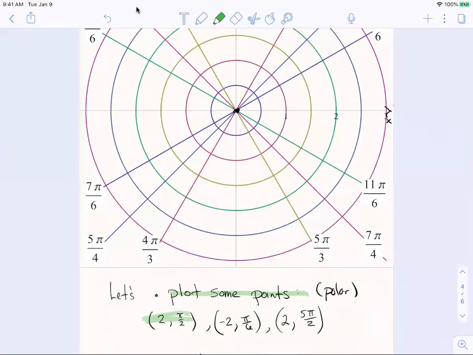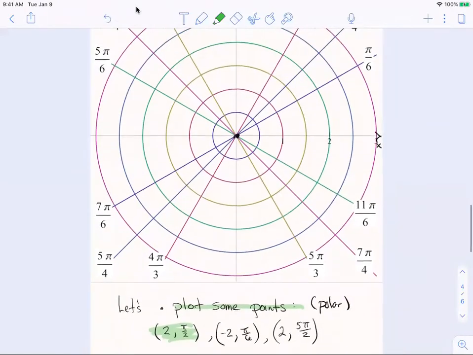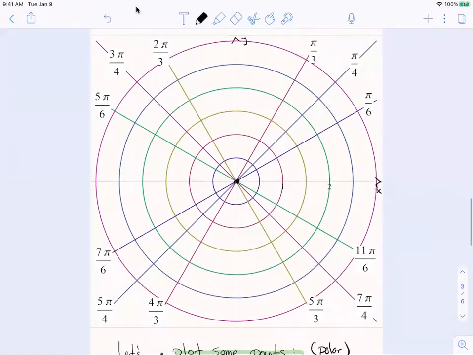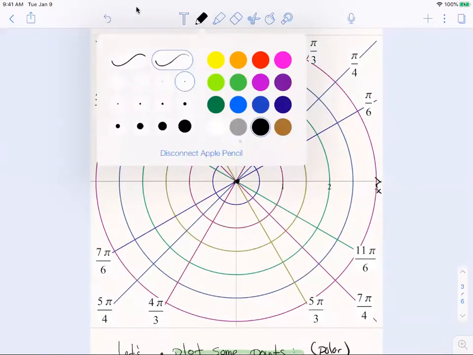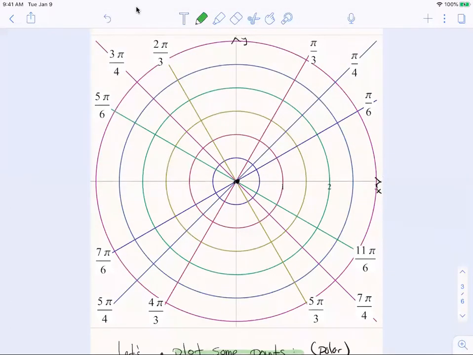So the first point is 2 comma pi over 2, all right? So 2 comma pi over 2 means that the radius is 2 and the angle is pi over 2. So where is that point going to be? 2 comma pi over 2. Well, the circle of radius 2 is green. Pi over 2 is on the positive y-axis.